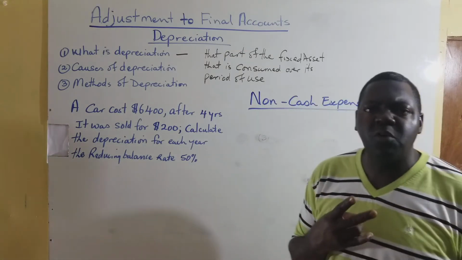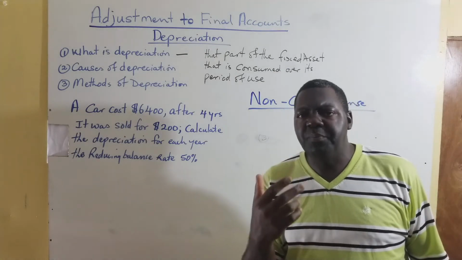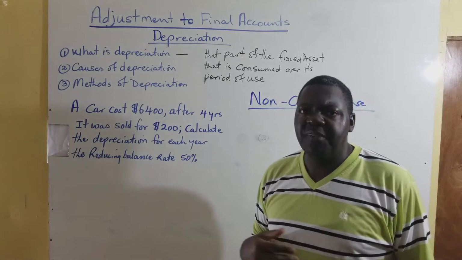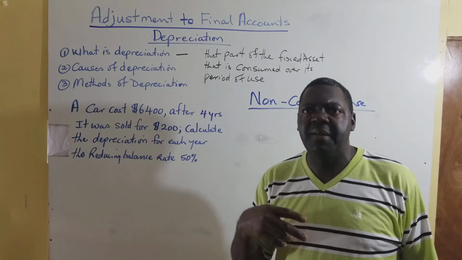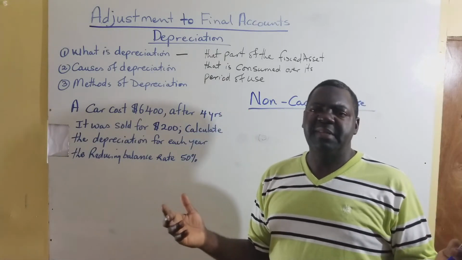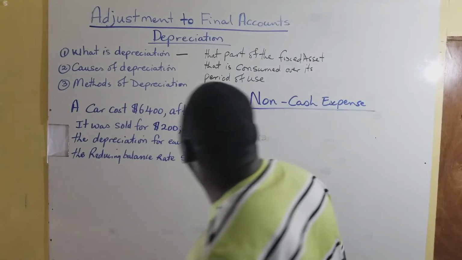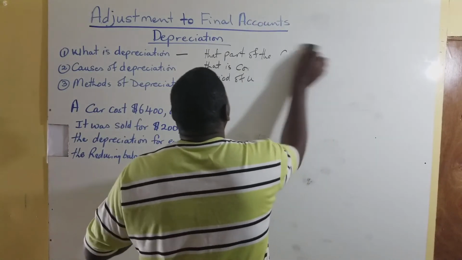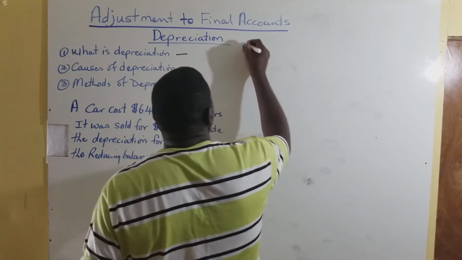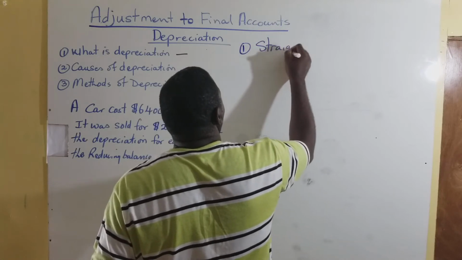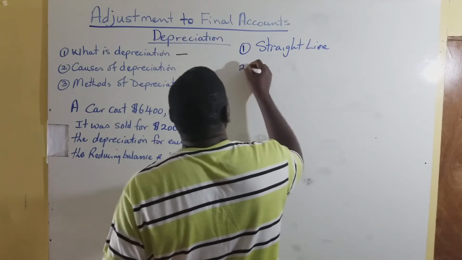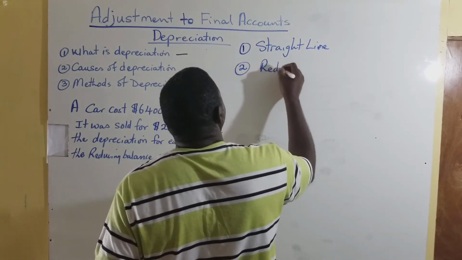Moving on quickly, there are two main methods of depreciation that we're going to discuss. Not that they are the only ones, but they are the popular and common ones that are used in most businesses across the world. They are: 1, the straight line method, and 2, the reducing balance method.